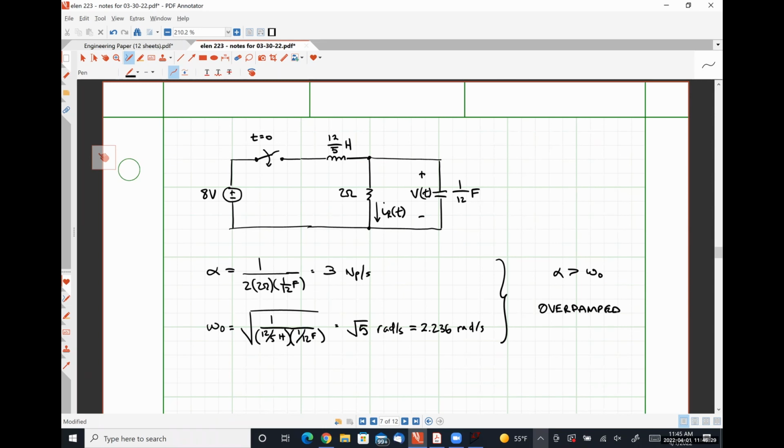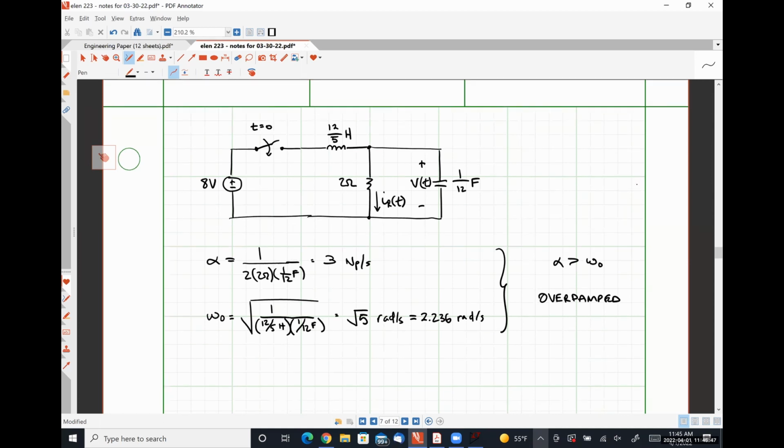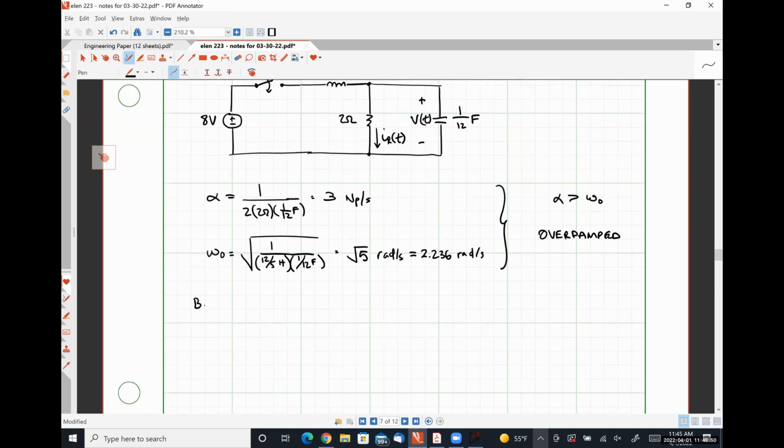Now we're going to analyze this circuit at t is equal to 0 minus. The switch is open at t is equal to 0 minus. So I very strongly believe that everything is 0 because it's not connected to anything to make it not 0. So by inspection, V at 0 minus is equal to 0 volts.